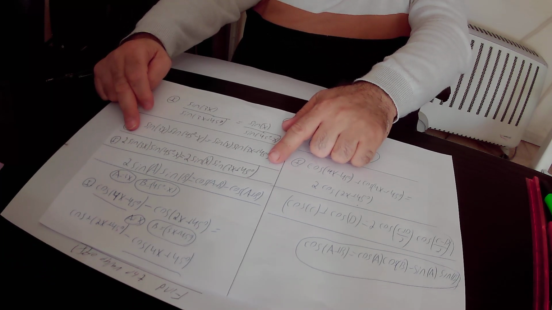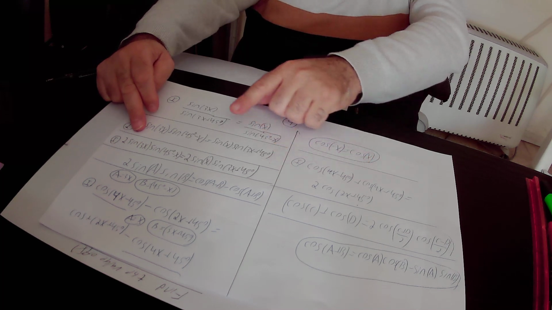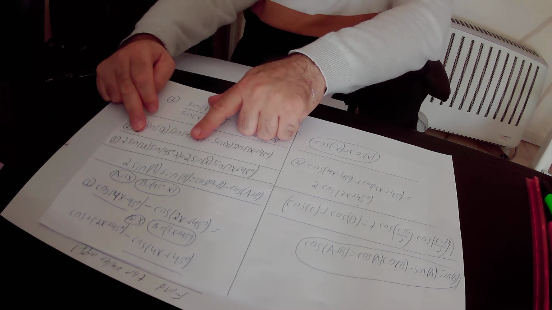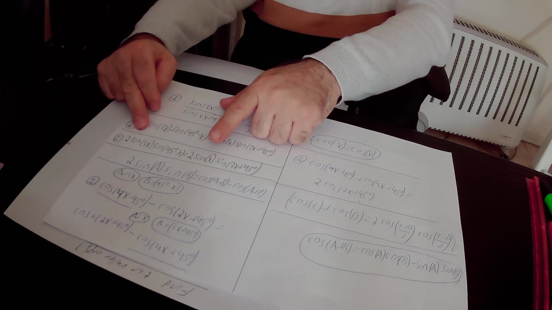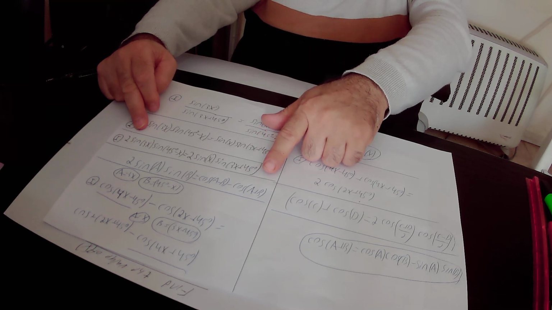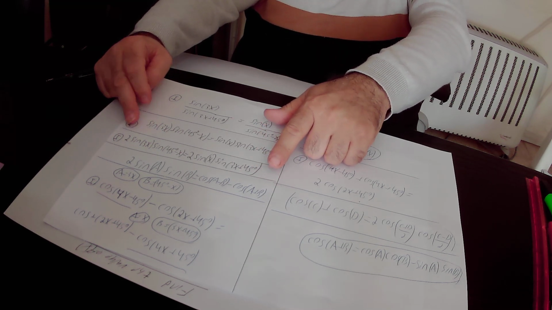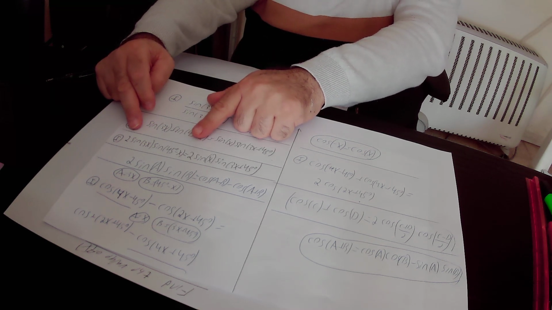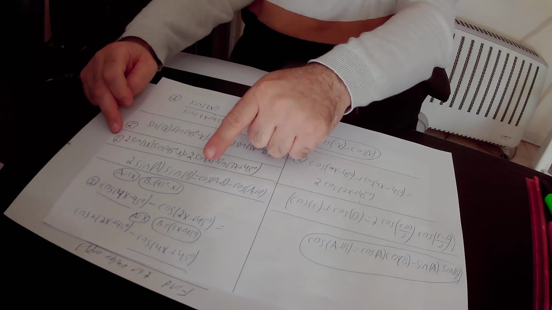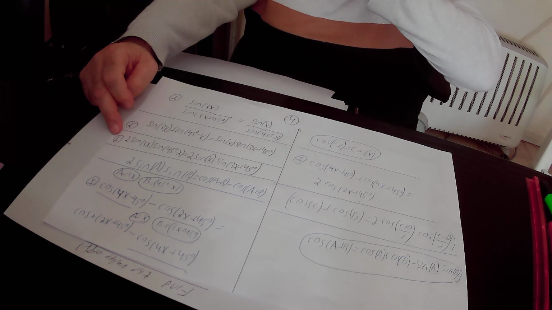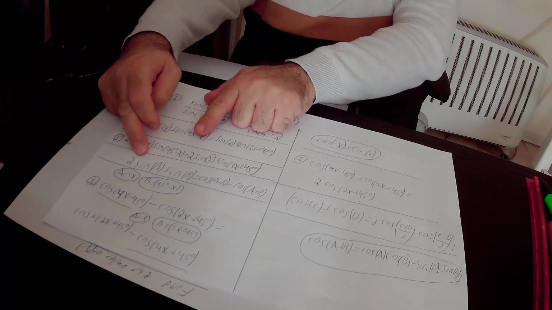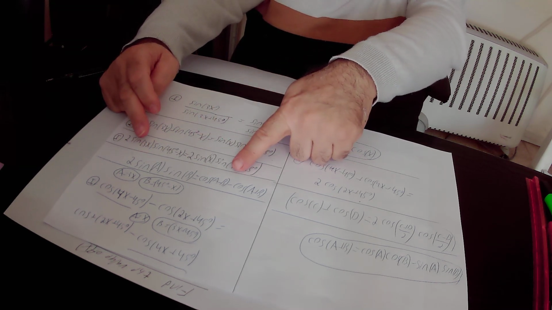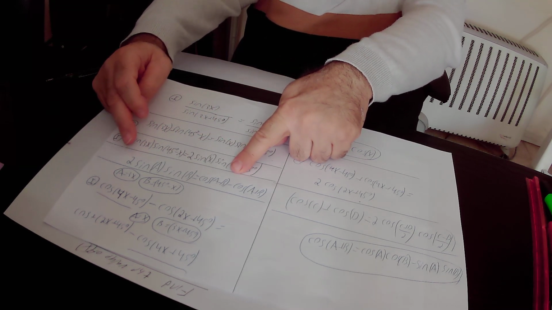Here we simplified 2 sine 3x times sine 45 degrees minus x according to the trigonometric identity that 2 sine A sine B equals cosine A minus B minus cosine A plus B. In our specific equation, A is 3x and B is 45 degrees minus x.